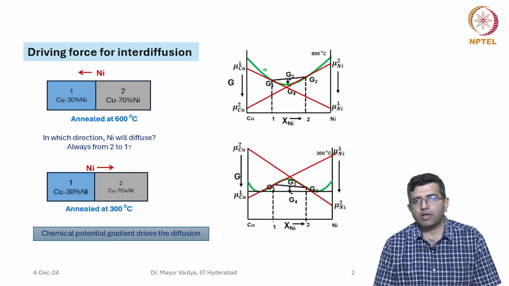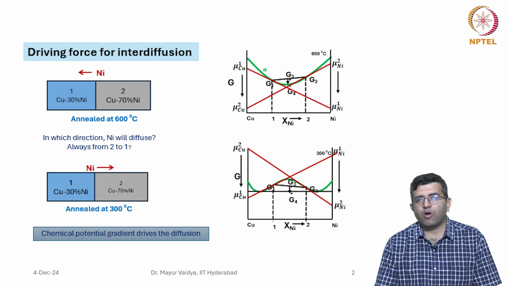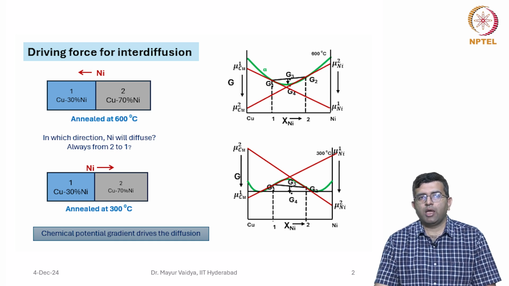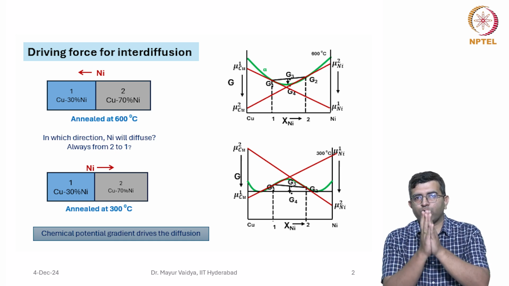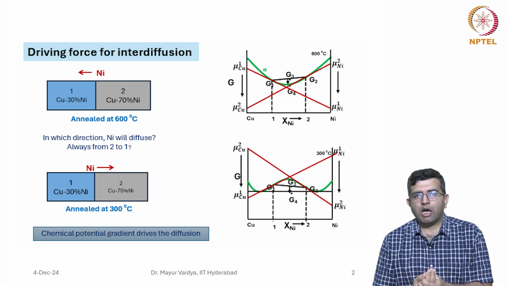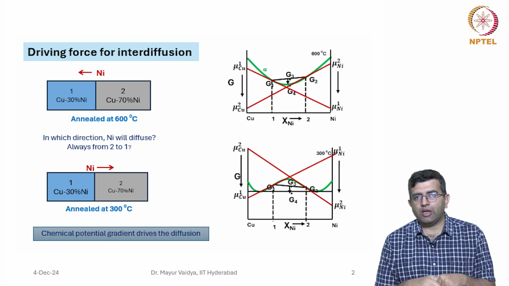So this system therefore will not proceed in the same way. It will not tend to form a single phase. Then what will it do? If it does not tend to form a single phase, how should the diffusion proceed? Is there another way of lowering the free energy?